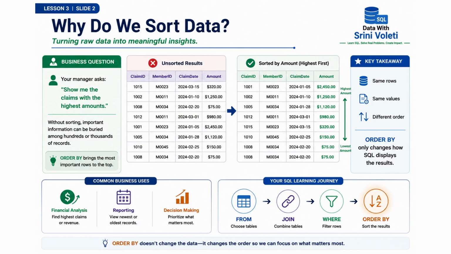By sorting the results, we can immediately focus on the information that matters most. Notice how the same data appears in both tables. Nothing has changed except the order in which the rows are displayed. That simple capability makes reports easier to read, trends easier to identify, and business decisions much faster.